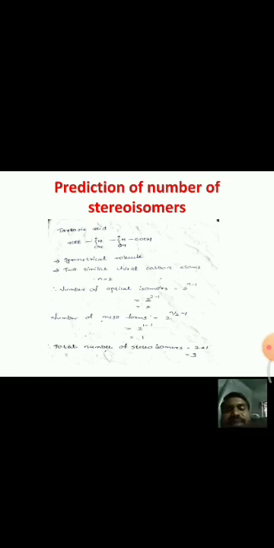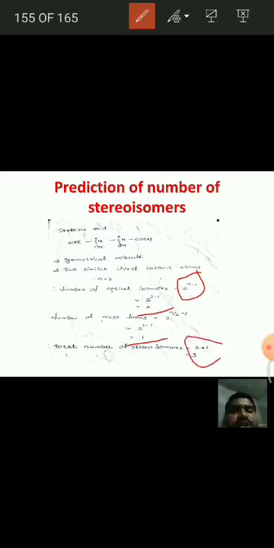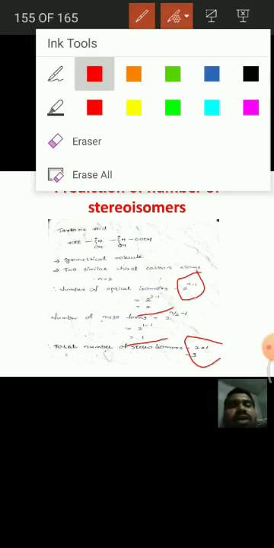In this case, the number of optical isomers can be calculated by 2^(n-1), that means 2^(2-1), that is 2 optical isomers are possible for tartaric acid. And coming to mesoforms, the formula is 2^(n/2-1), that means 1 mesoform is possible for tartaric acid. That means the total number of stereoisomers will be 2 plus 1, that means 3 isomers are possible for tartaric acid.